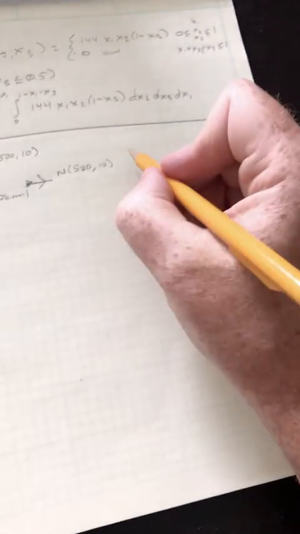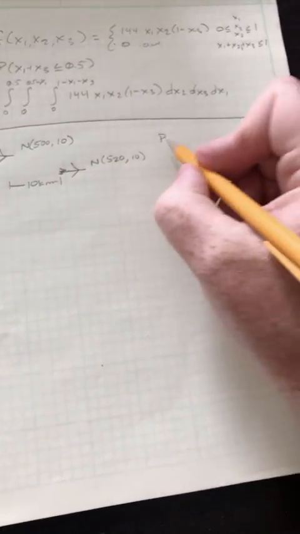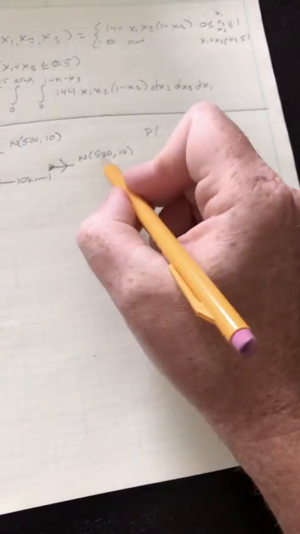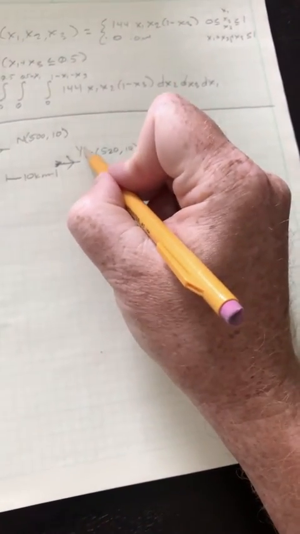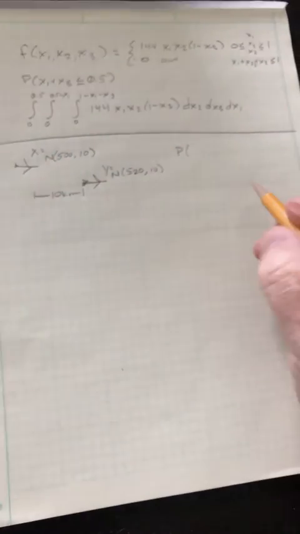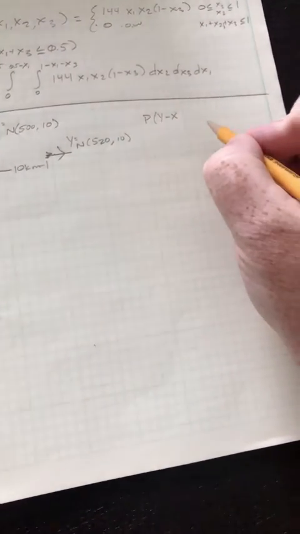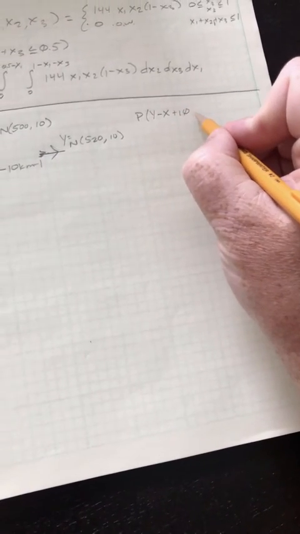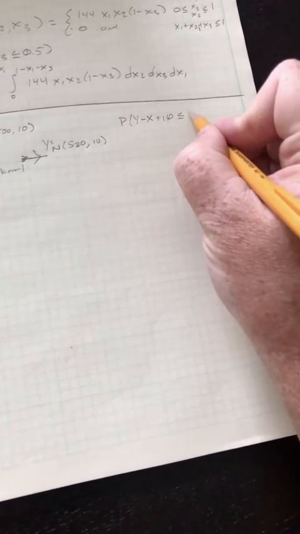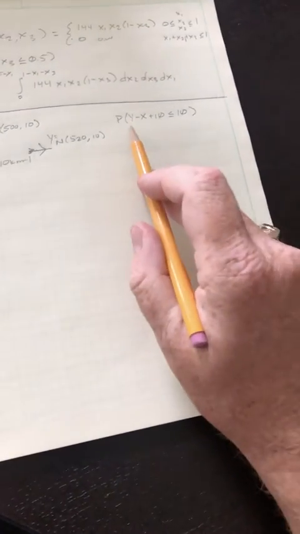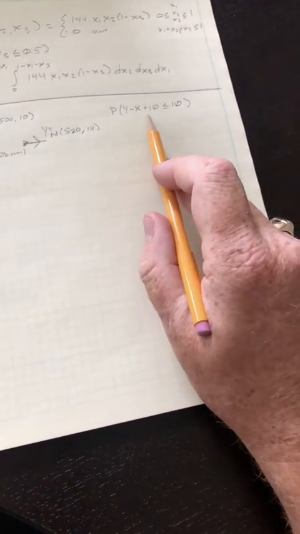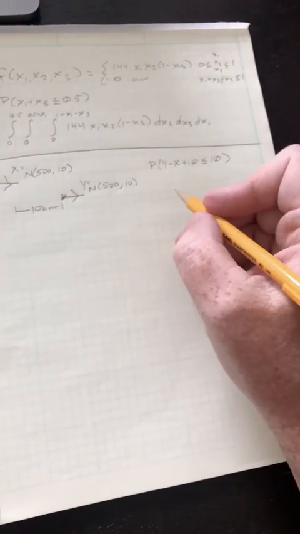And our question is, what is the probability that after 2 hours, so let's call this y and this x, the probability that y minus x plus the 10 kilometers between them is going to be less than or equal to 10 kilometers at the end of the day. Okay, so what I'm going to do is, you can work this out just like this, but I'll work it out for now this way.